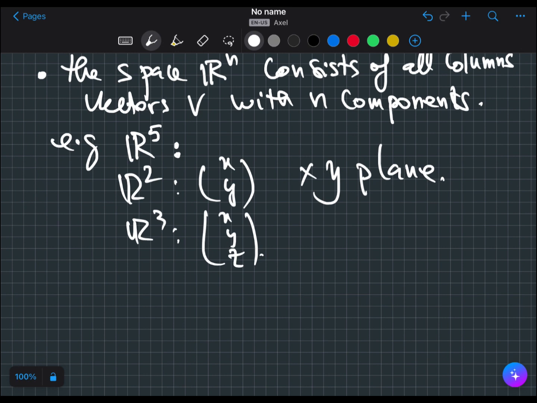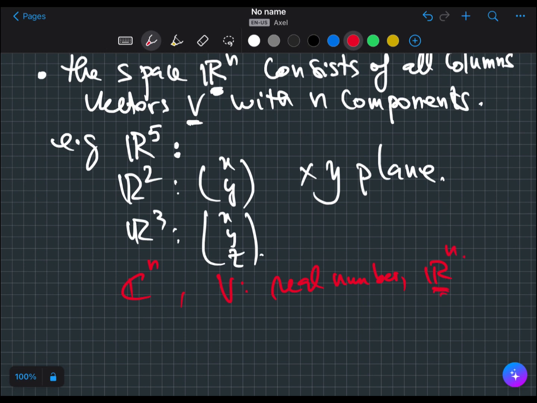Okay, so the components of vector V are numbers. That is why we have the R. If the components of V were complex numbers, we would have Cn. But because the components of V are real numbers, that's why the space is Rn, R for real.